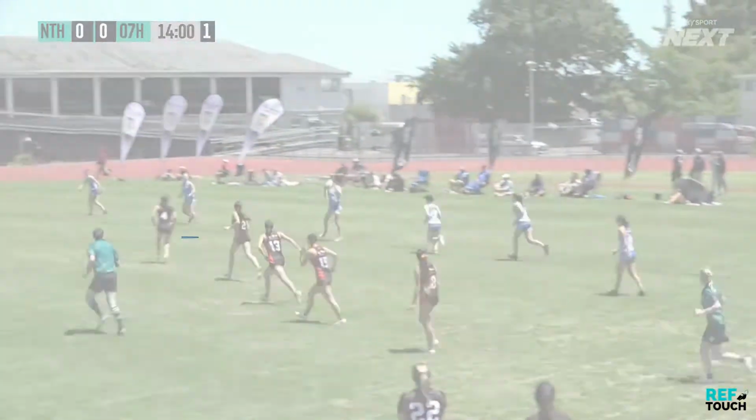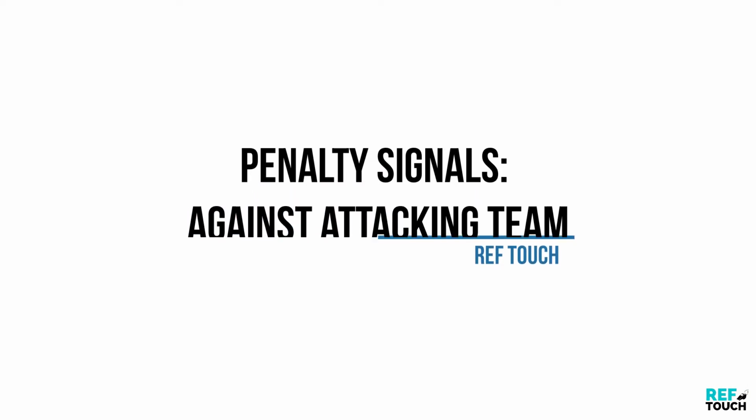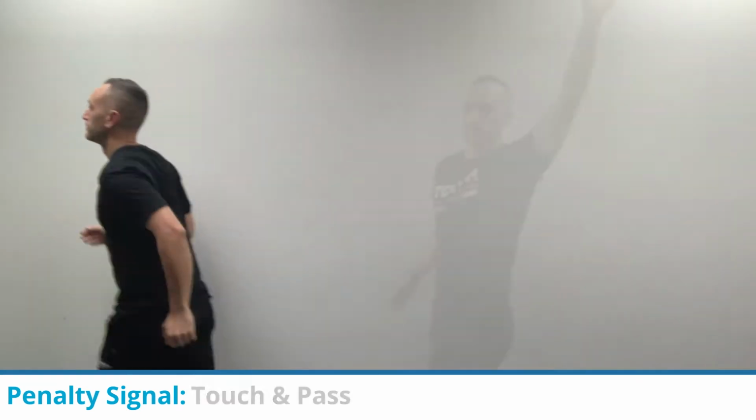Now we're going to step it up and have a look at penalties. We won't cover the procedure in full, we'll just have a look at the signals, starting with penalties against the attacking team. Touch and pass, notice how the penalty arm bends into the signal, then motion your arms across the body. We'll give the mark and the 10 metre signal to round things off.